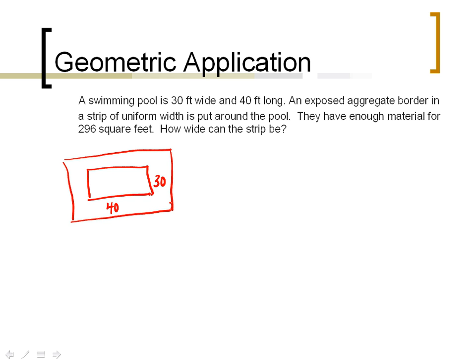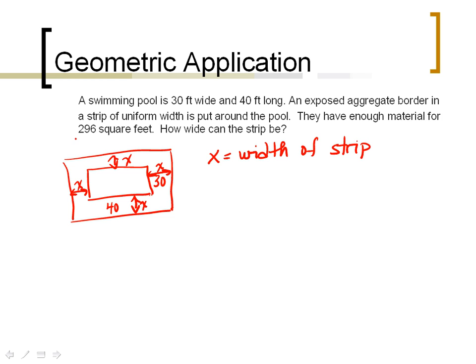Now, the thing about the border is it says it's of uniform width. So that means... oh, it's not letting me change my color. Well, forget about that. If the width is what we need to find, we're going to let x be the width of the strip. So that means the distance here will be x, the distance here is x, and the distance here is x. Okay?